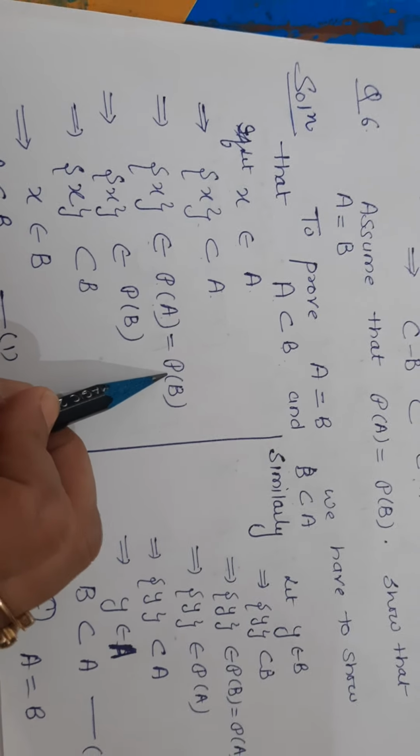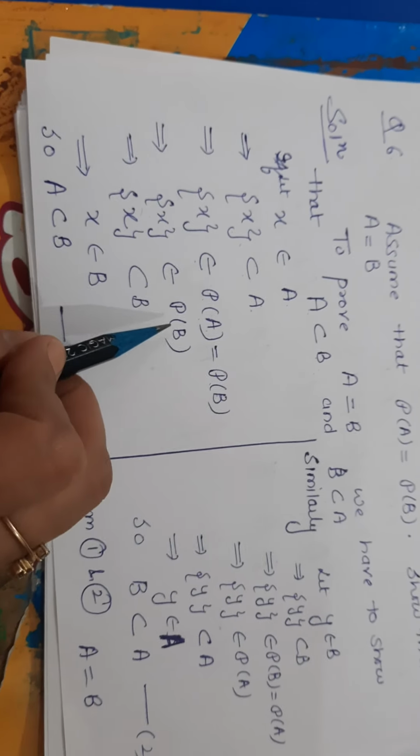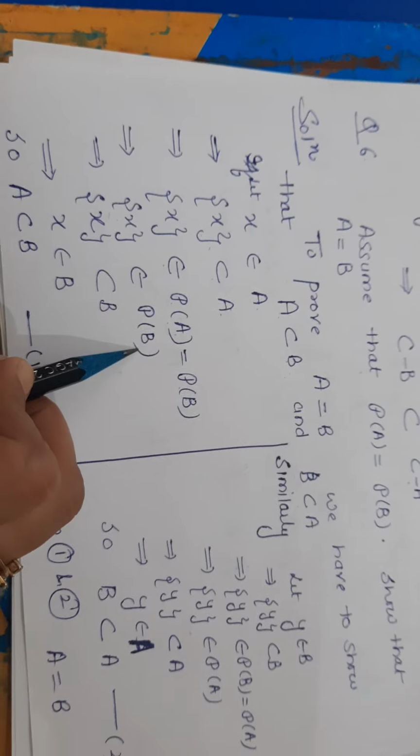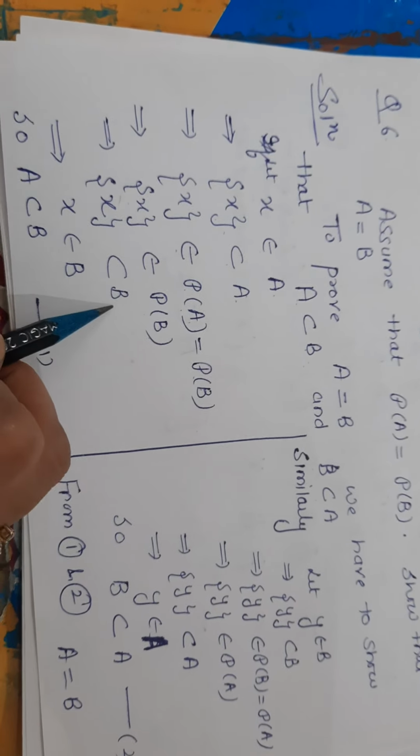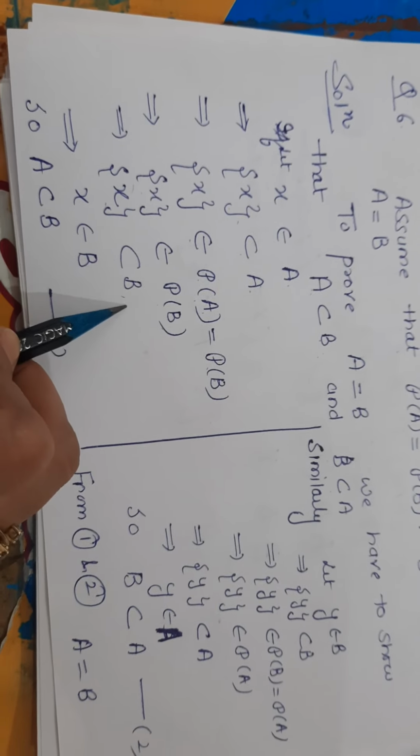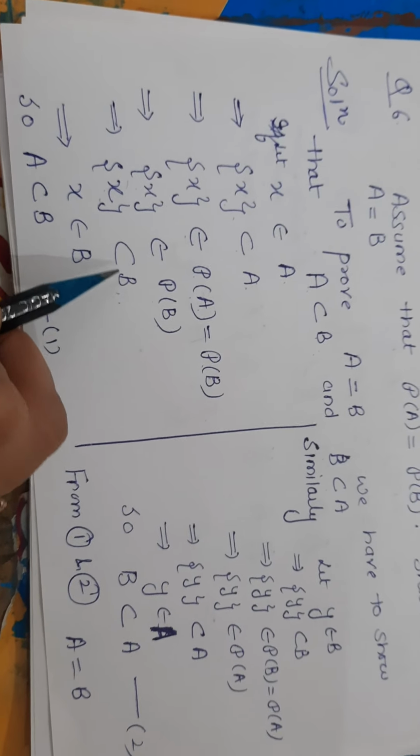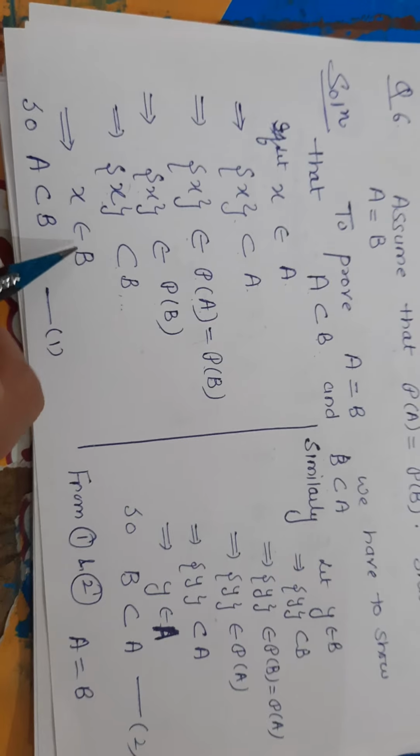Further it is given this is equal to this. So that means this belongs to power set of B. Now power set of B में बेटा क्या आते हैं? The sets which are subset of B. So that means this is subset of B. Now if this singleton X is a subset of B, it implies X belongs to B.